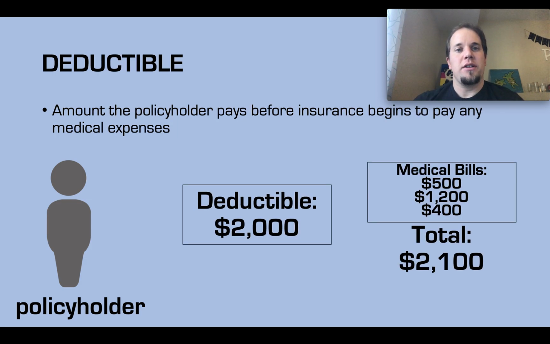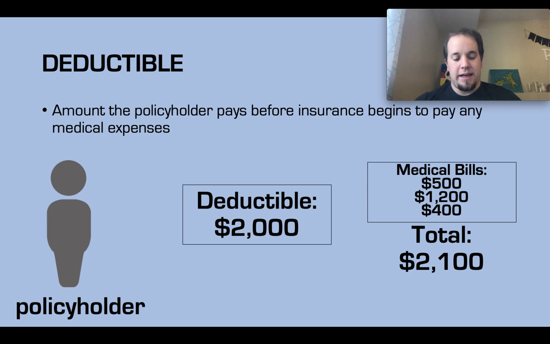We have something called a deductible. A deductible is the amount of money that the policyholder needs to pay before their insurance kicks in. So what that means is, if we have an example here of a policyholder who has a $2,000 deductible, and let's say they had 3 medical bills, $500, $1,200, and $400. Once you add those all up together, $2,100 would be the total.